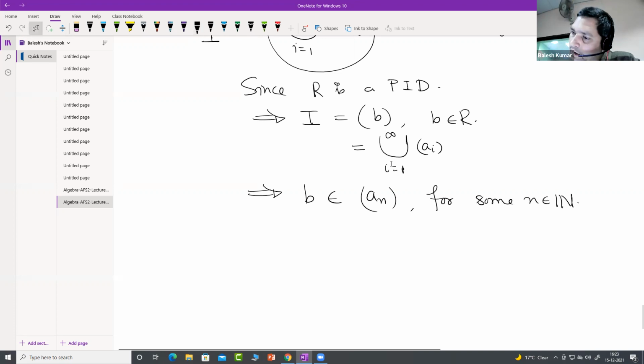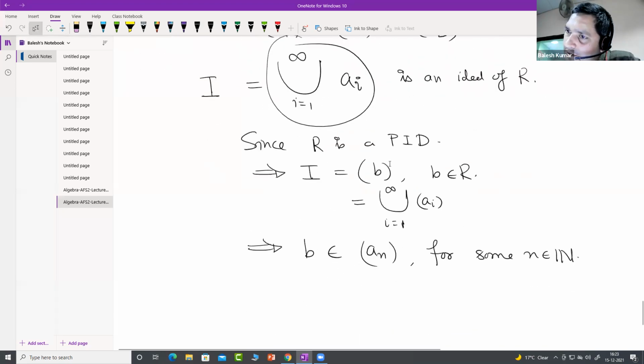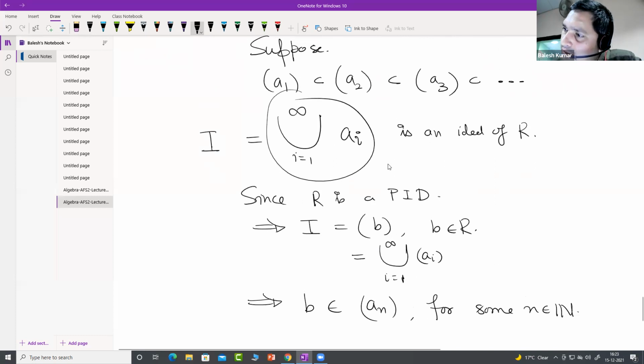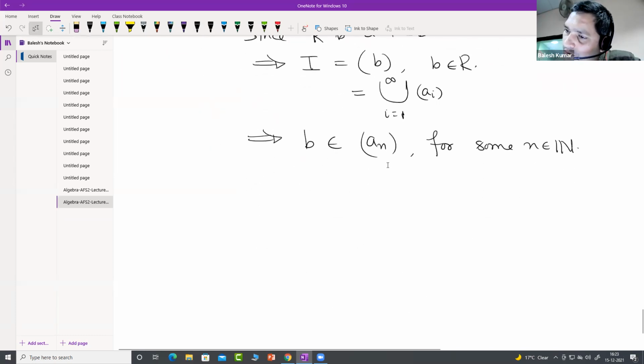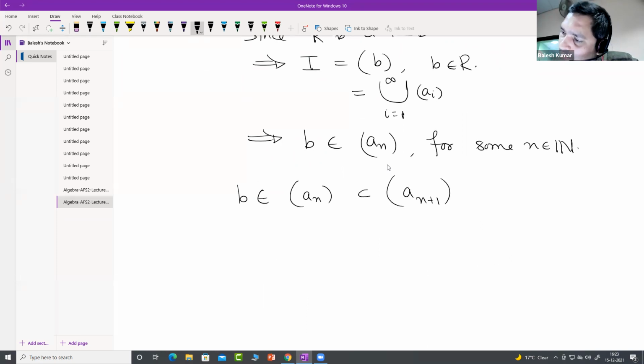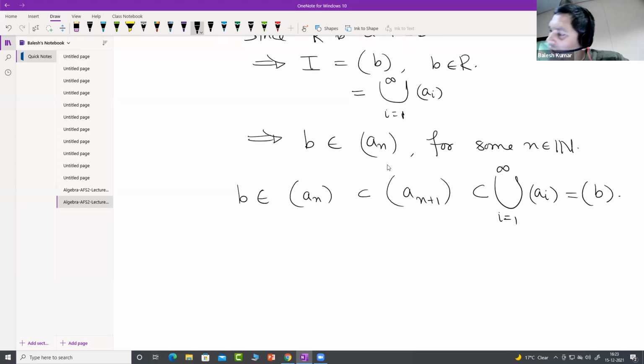Since it is an increasing chain of ideals, we see that b belongs to the ideal generated by a_n, which is properly contained in the ideal generated by a_{n+1}. And this ideal is properly contained in the union over i from 1 to infinity of the ideals generated by a_i. And this union is the same as the ideal generated by b.